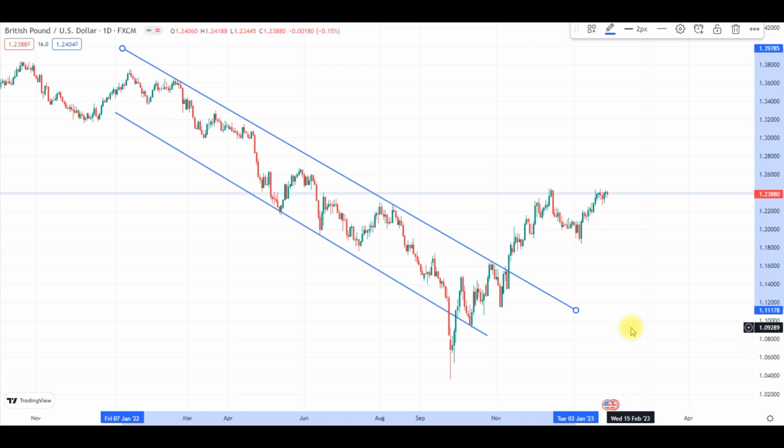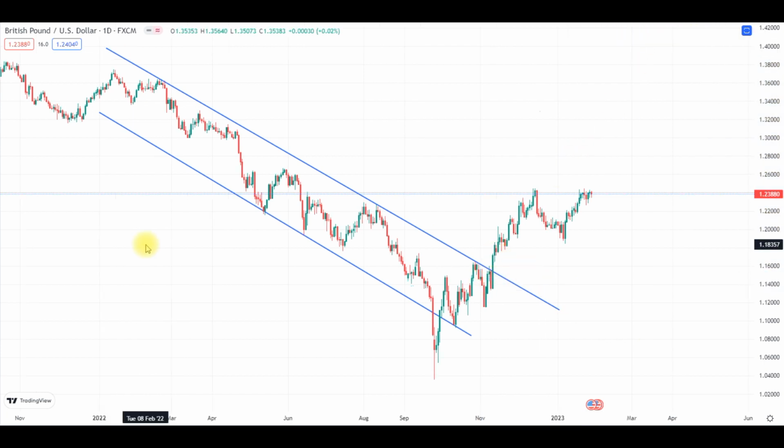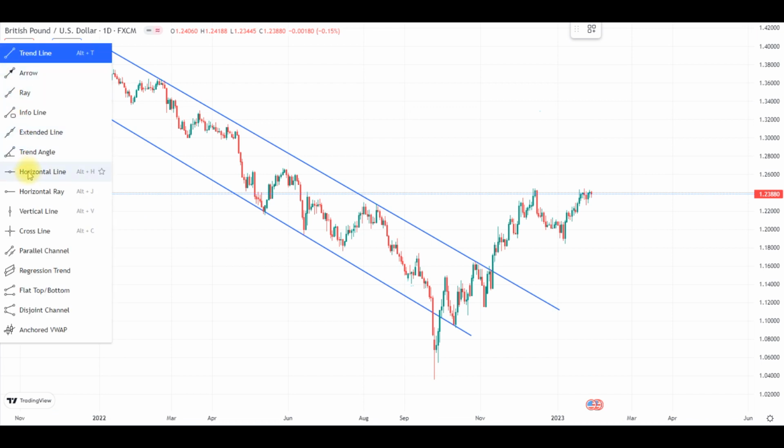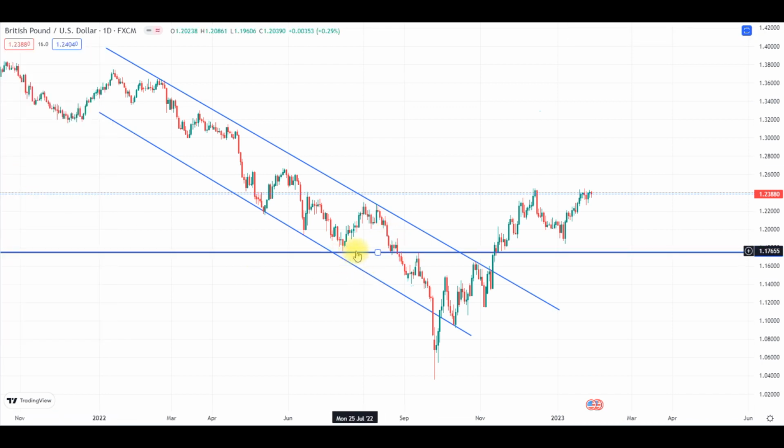But again, this doesn't mean that we're taking a long trade right away just because it's crossing the trend line right at this point. Before placing an order, we'll do some more analysis first. So let's find a significant support and resistance level. At this level, we have support and resistance at the same time, which makes it a strong level.